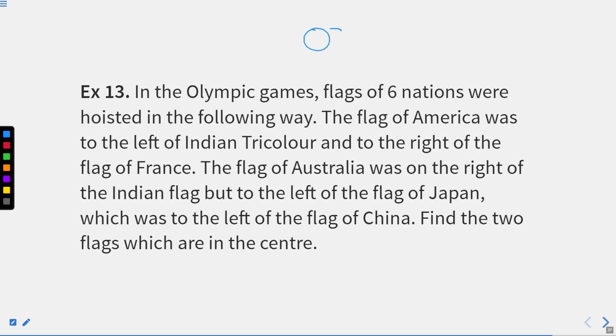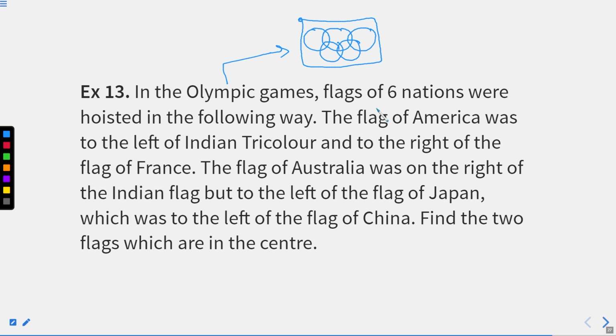1, 2, 3, 4 and 5 rings. This is a similar kind of thing. This is an Olympic flag, right? I hope you are aware of this. You are a 10th class student, you definitely know all these things.